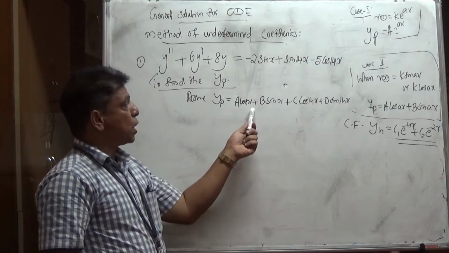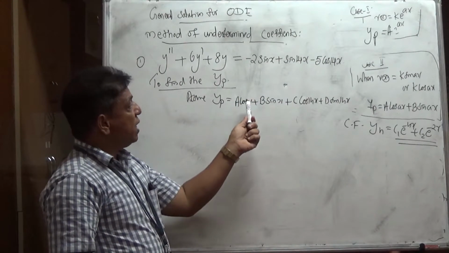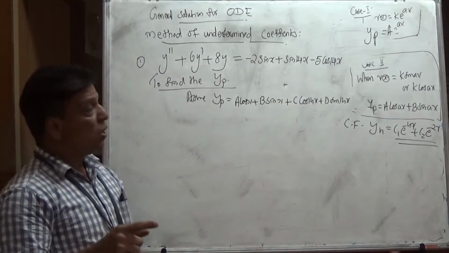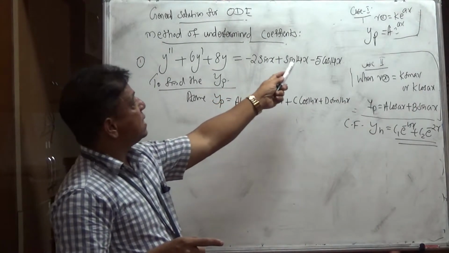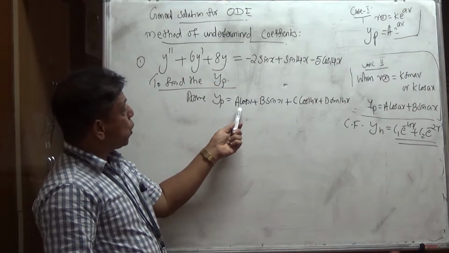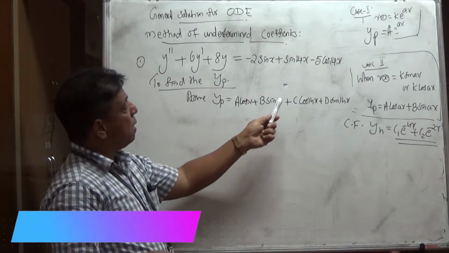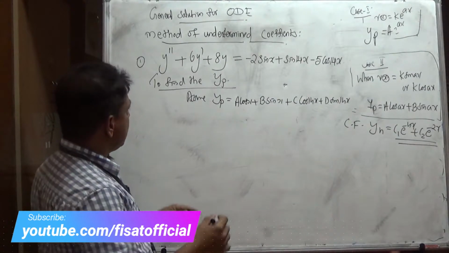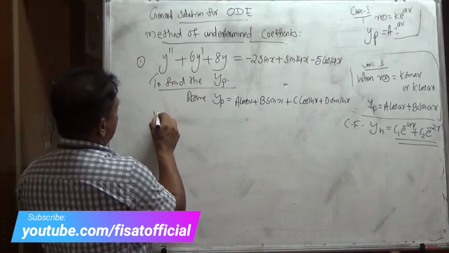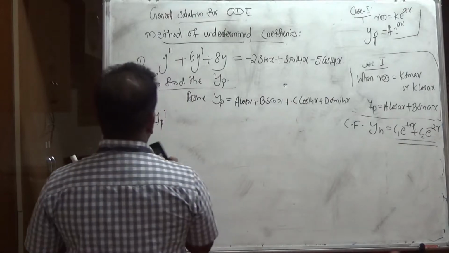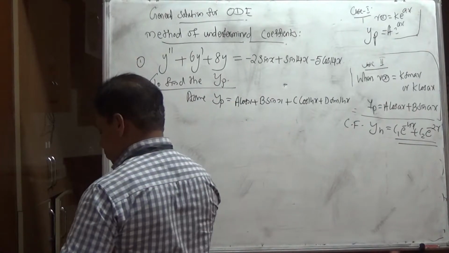Very, very important step here. Why do we take this form? Because the arguments are different: in the first case it is 1 and in the second case it is 14. Therefore, yp is taken as a cos x plus b sin x plus c cos 14x plus d sin 14x. Then, as usual, we find yp dash and yp double dash.